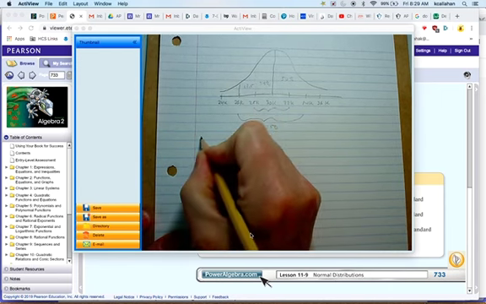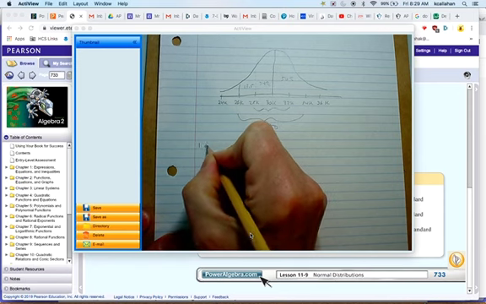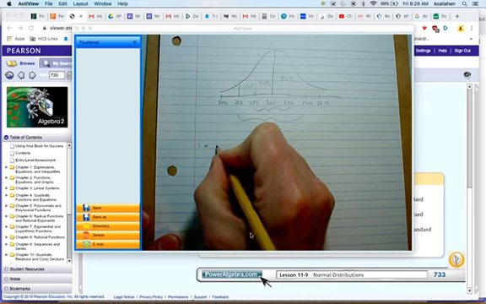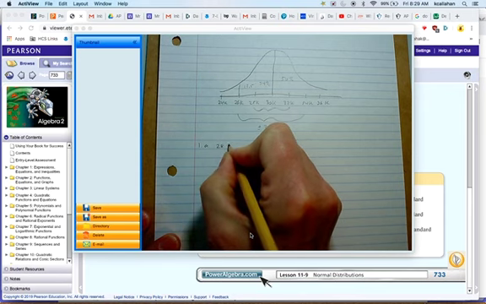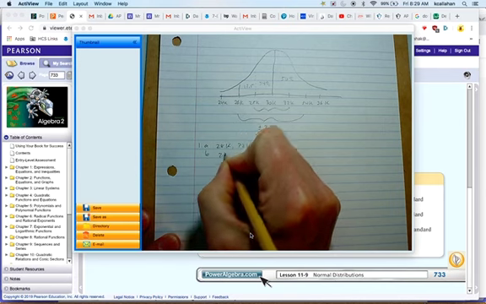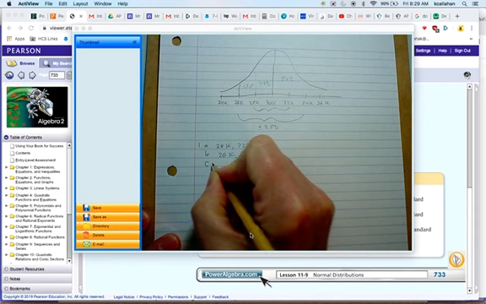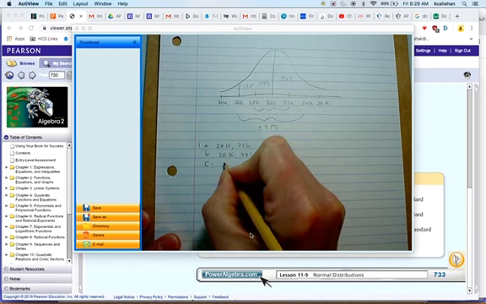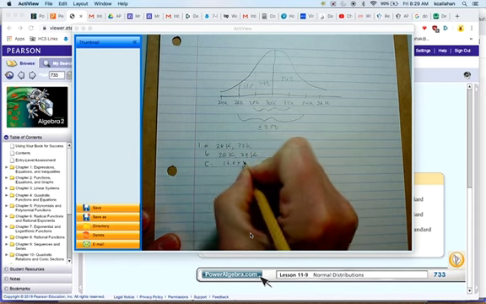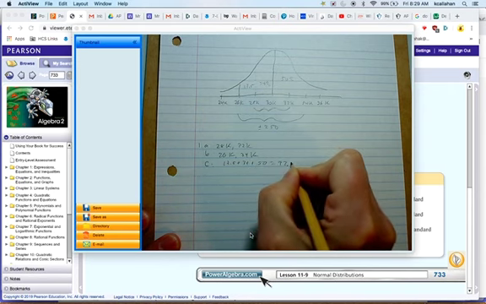So again, what do we say? 1A should have been 28K to 32K. 1B should have been 26K to 34K. 1C, which we just did here, should be 13.5 plus 34 plus 50, which is 97.5.